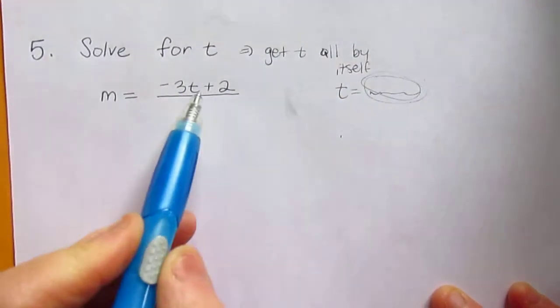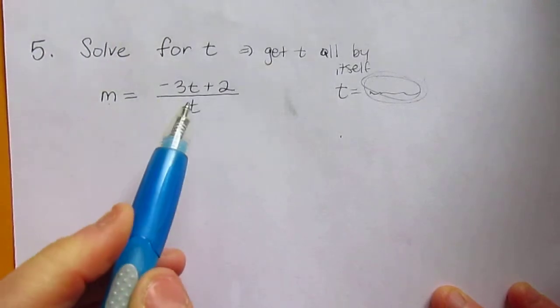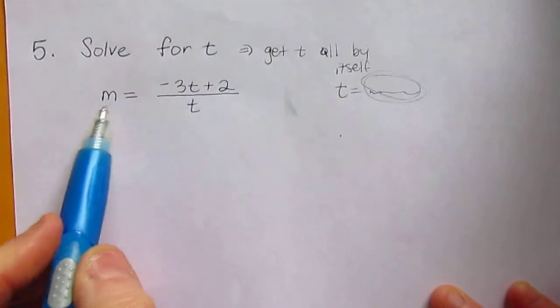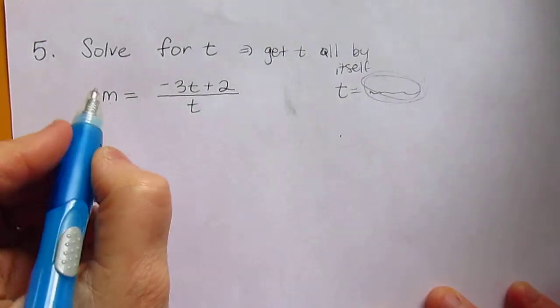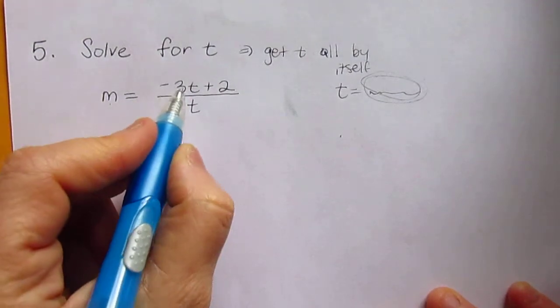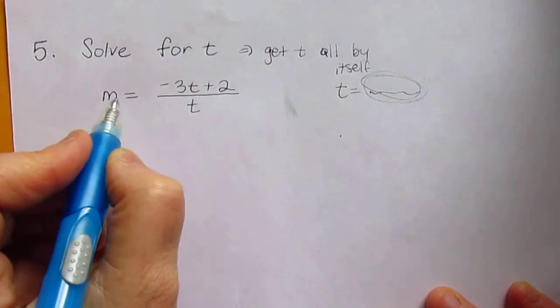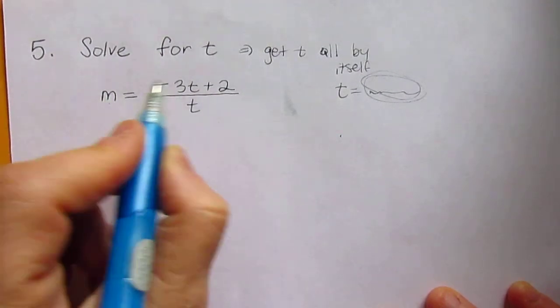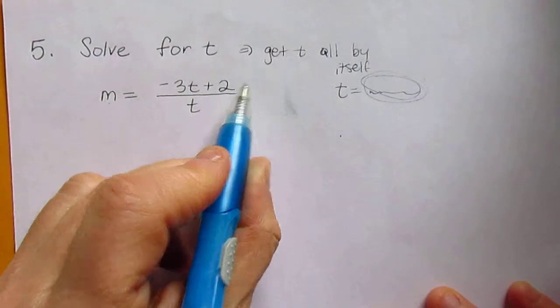Now, we don't know what m is, which means we don't have a value for m. We've got to keep it general, kind of let it go with the punches. Well, we've got a fraction over here, and we've got m over here. We can do two things. We can actually multiply both sides by t.